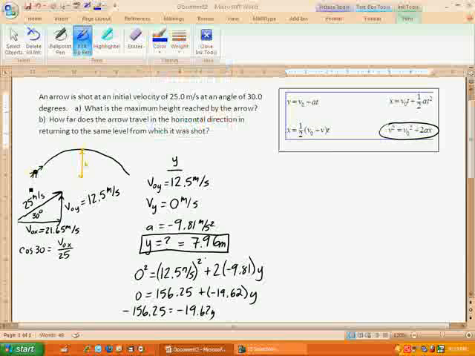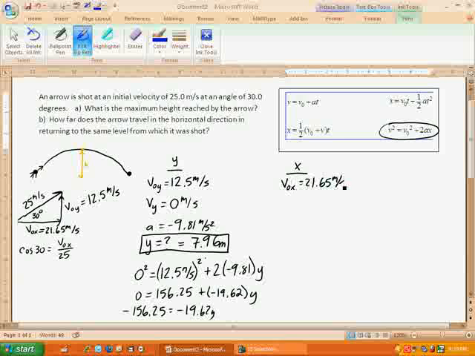And then I'm going to go to where it returns to the same level. And so I'm looking at two different points here. Okay, now let me list the horizontal information because that's what I'm looking at this time. I know that my initial velocity in the x direction is 21.65 meters per second.